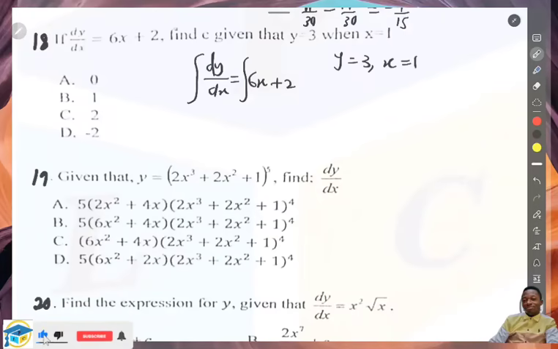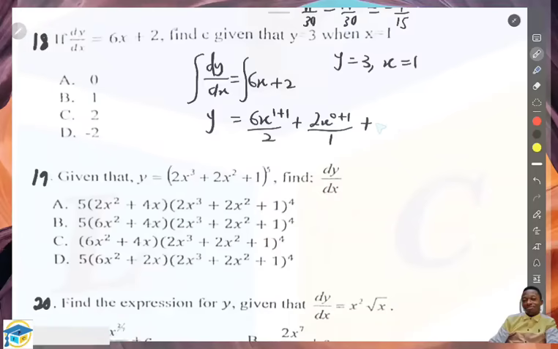So when we integrate dy over dx, we are getting y. When we integrate 6x plus 2, first it should be 6x to the power of 1 plus 1 divided by 2, plus 2x to the power of 0 plus 1 divided by 1. Remember, 2 can be written as 2x to the power of 0, the same thing as 2, because any number to the power of 0 is 1. But because this is an indefinite integral, we introduce our constant, say c. That's what the question is asking us to find, c.